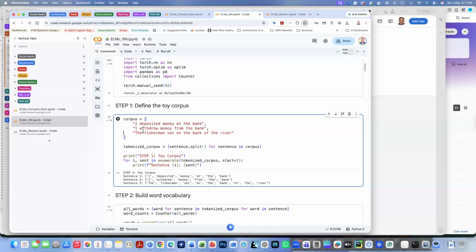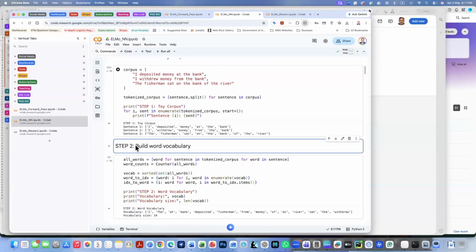Any comments? You want to add something? What is toy corpus, Partha? This is a toy corpus. This is not a real corpus, so we are calling this a toy corpus. Okay.